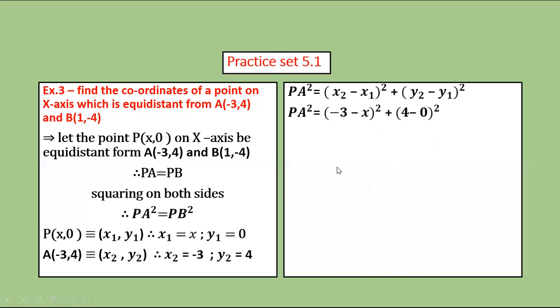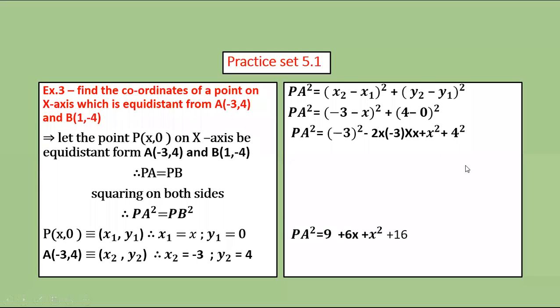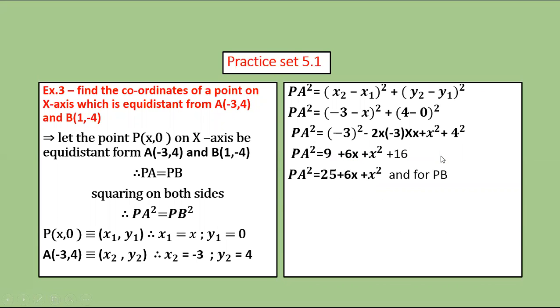Substitute the values. Here x2 is equal to -3, so PA square is (-3 minus x) square plus (4 minus 0) square. (-3 minus x) is of the form (a minus b) square. By using the expansion formula, a square minus 2ab plus b square, where a is -3, b is x: (-3) square minus 2 into -3 multiplied by x plus x square plus 4 square. (-3) square is 9, and minus into minus gives plus 6x, plus x square. 4 square is 16. 16 plus 9 is 25. PA square is equal to 25 plus 6x plus x square.